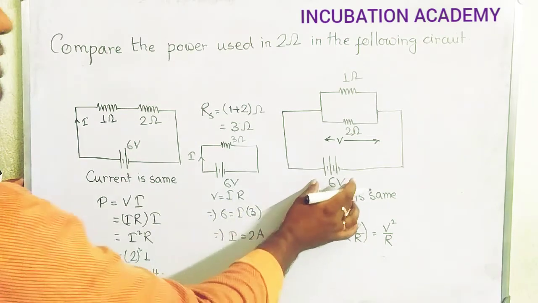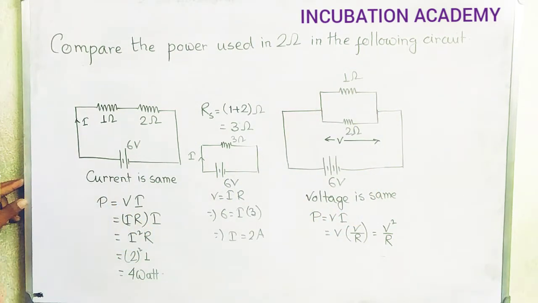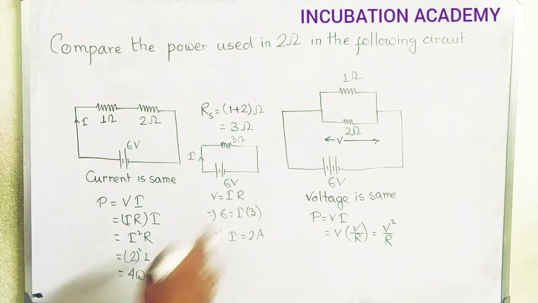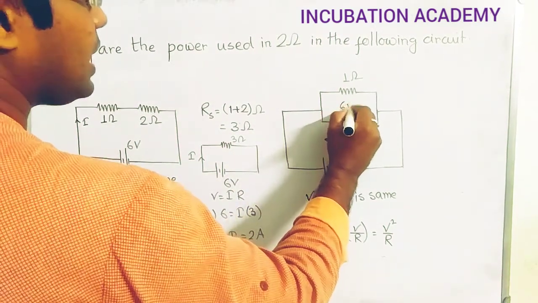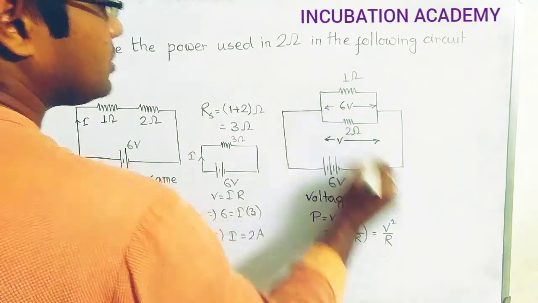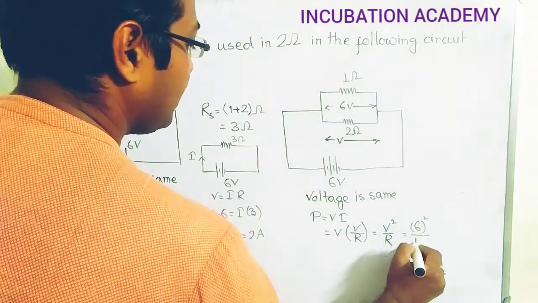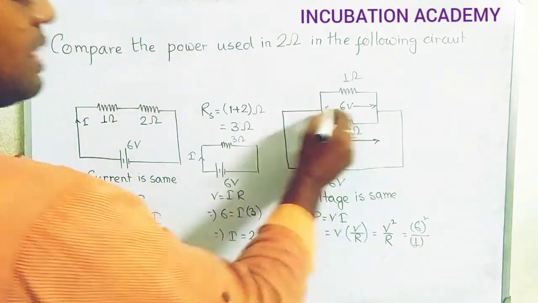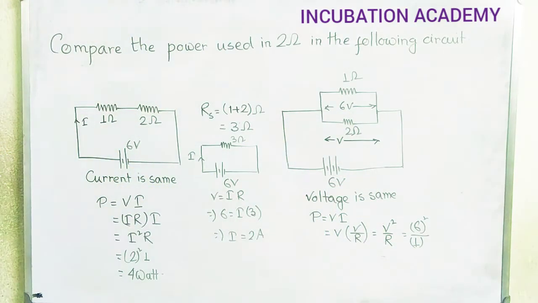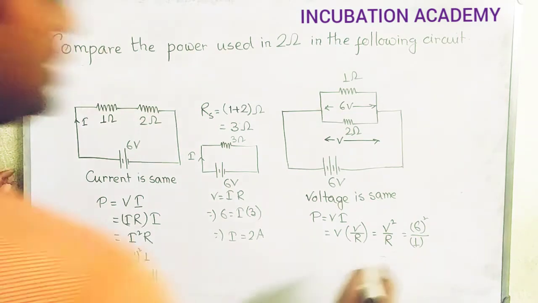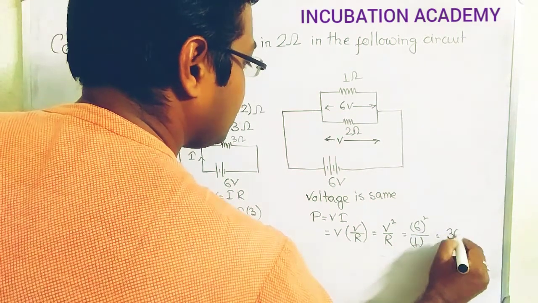Here 6 volt is applied across it, so we need not find out the equivalent here. Since 6 volt is applied across this 1 ohm, I can write it down as 6 square divided by 1, as we try to find out the power through the 1 ohm. So that will be 36 watt.